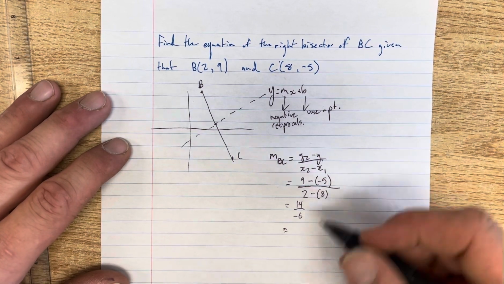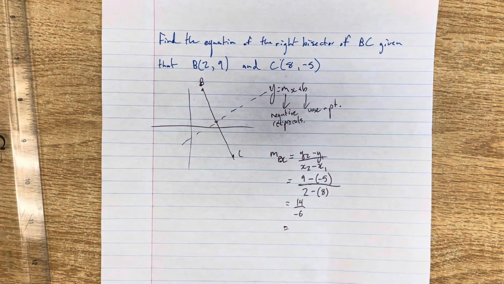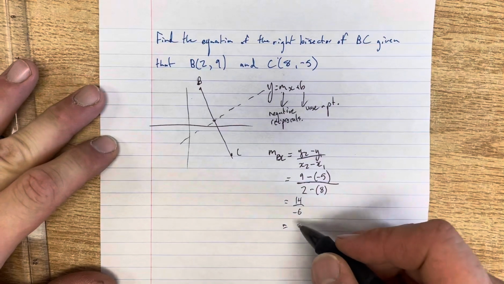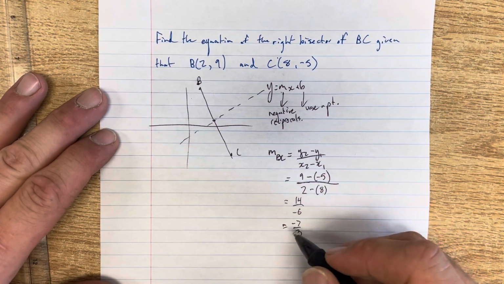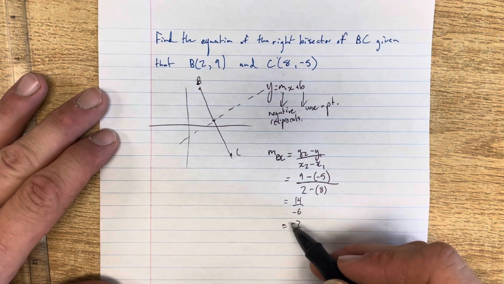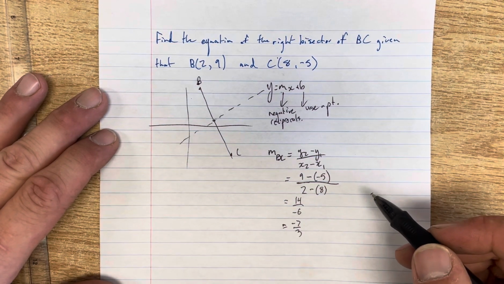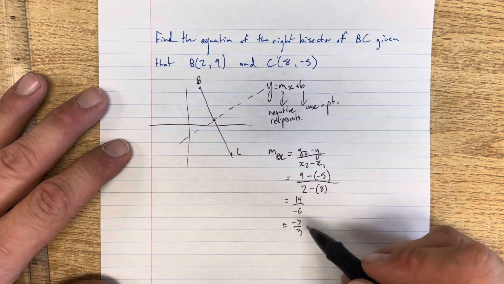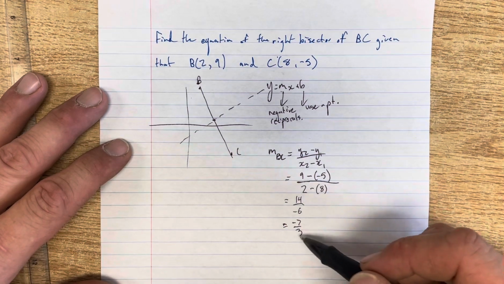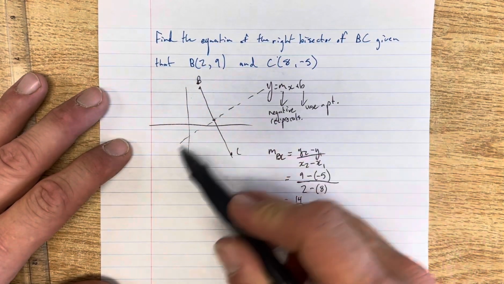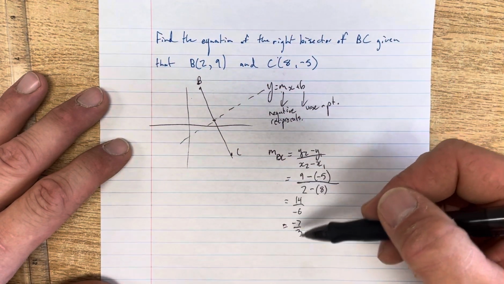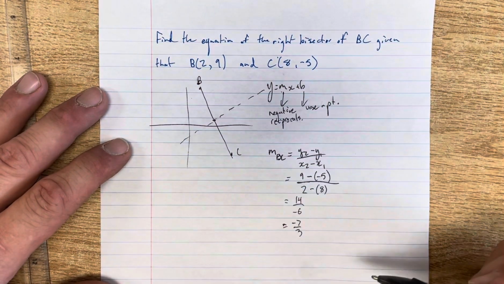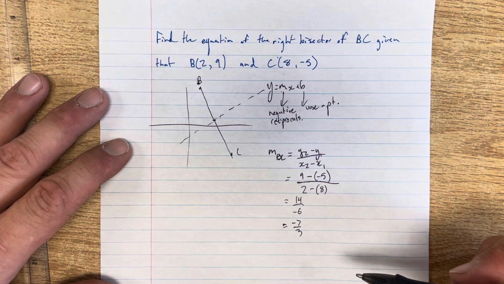And I think I should go ahead and reduce it because it screams, reduce me. So both those numbers are divisible by 2. So I'm going to have negative 7 over 3. You may notice I just decided to put that negative sign in the numerator. That's just a style thing. It doesn't actually matter where that negative sign is. Now this is not the slope of my right bisector. It's the slope of BC. And that makes sense because it's a negative slope and it's a fairly steep line. We expected it to be fairly steep and fairly negative.